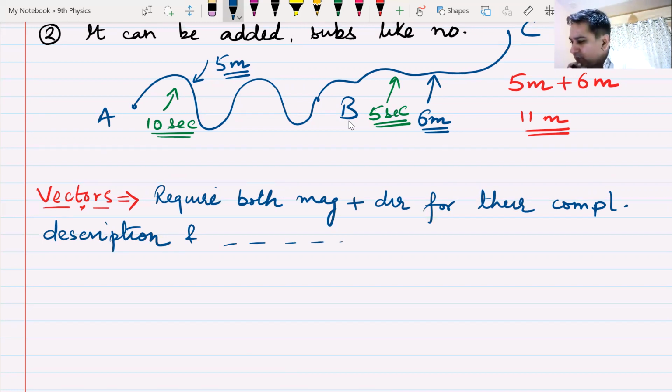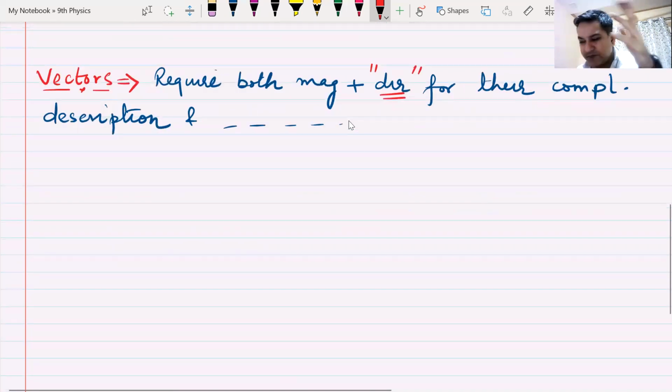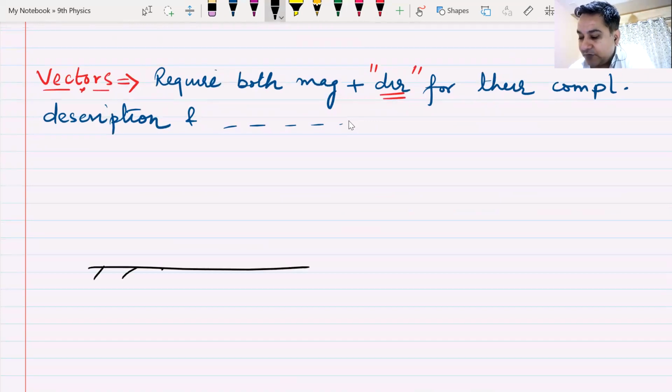Now, first of all, we have to understand the meaning. Why would some quantities need direction? What would this direction tell me? I mean, what is the use of this direction? Velocity is 5 meter per second. Why direction? Acceleration is 5 meter per second square. Why direction? Force is 10 newtons. Why do we need direction? I'll just give you a simple example to try to make some sense here.